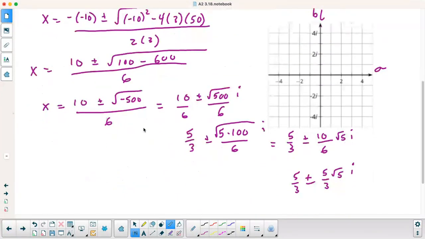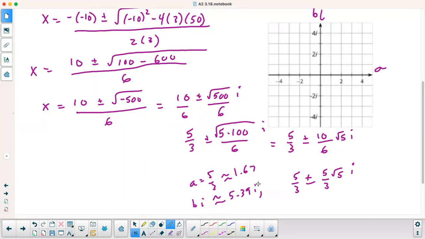All right, so this is my A and this is my BI. So, I might want to make a decimal here. So A is 5/3, which is approximately 1.67. BI. So let's do this. 5/3 plus 5/3 times the square root of 5. And I got 5.39i.